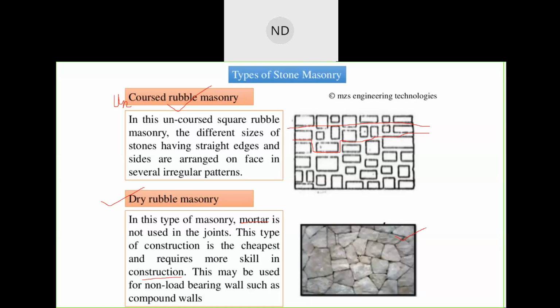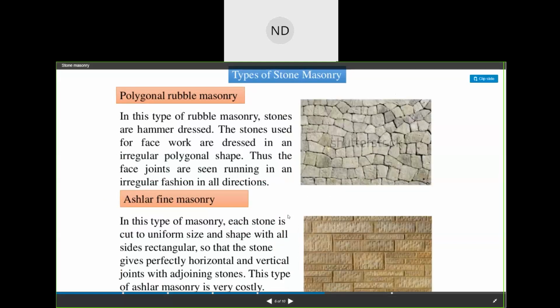This is obviously used for non-load bearing walls such as compound walls, boundary walls, etc. Because here we are not using mortar, cement is not used, they are only fixed together. So these are dry rubble masonries with irregular shape.